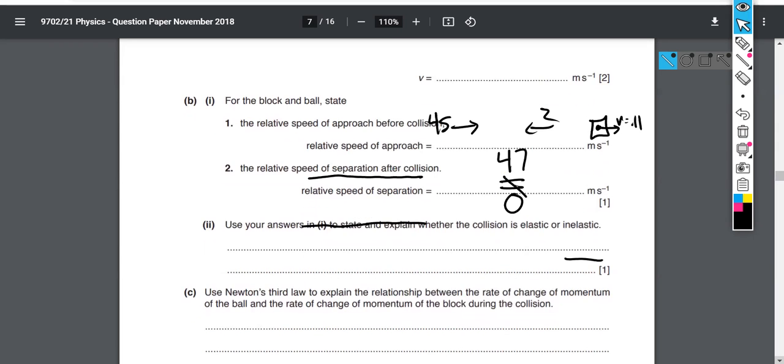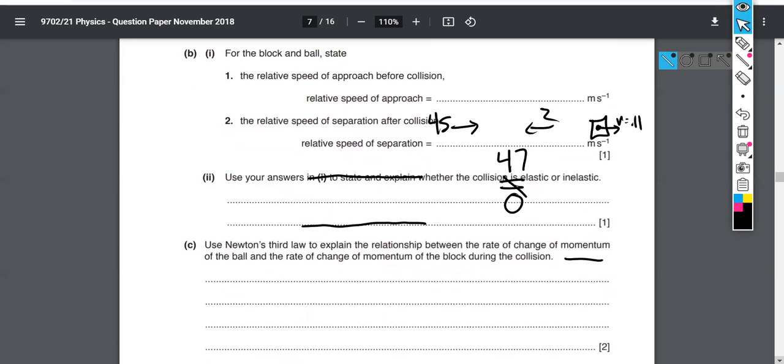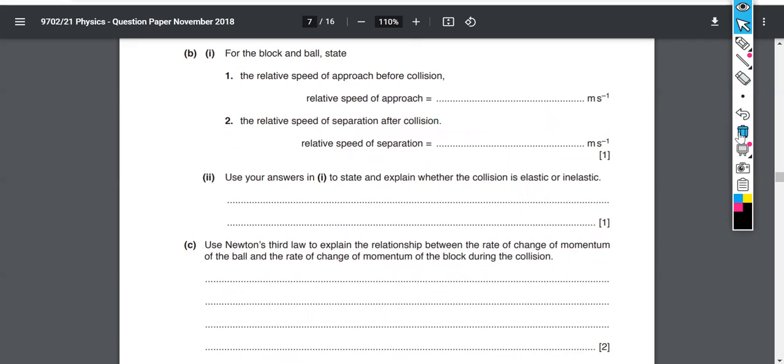And then it says, use Newton's 3rd law to explain the relationship between the rate of change of momentum of the ball and the rate of change of momentum of the block during the collision. So the rate of change of momentum is force. Newton's 3rd law tells us something about forces. It says forces are equal and opposite, right? They exist in pairs, equal in magnitude, opposite in direction.